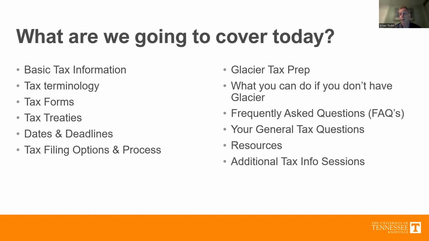So what are we going to cover? We told you what we cannot do for you, but what are we going to cover? So basic tax info, tax terminology. We'll talk about some of the different tax forms, tax treaties, dates and deadlines, different tax filing options and the process. We're going to talk about Glacier Tax Prep, which is a software that the University of Tennessee provides to employees of the University of Tennessee that are non-tax residents or non-residents for tax purposes. What could you do if you don't have Glacier? And then we'll talk about frequently asked questions and provide some resources that you would be able to use to help you file your taxes. So next slide.